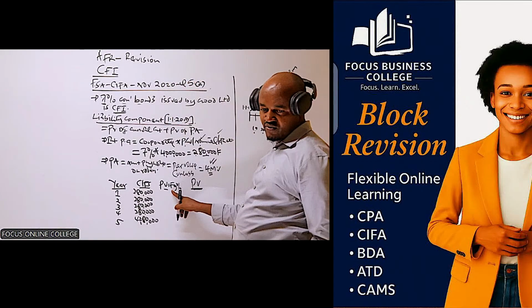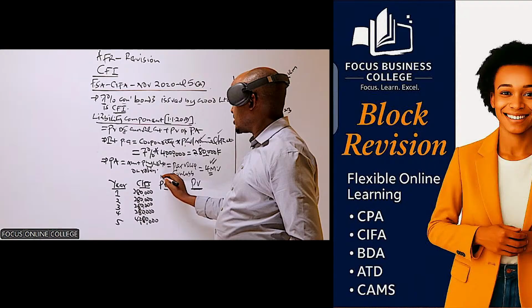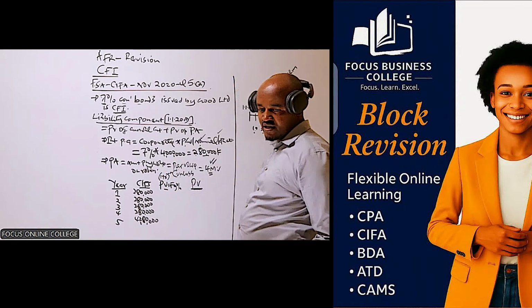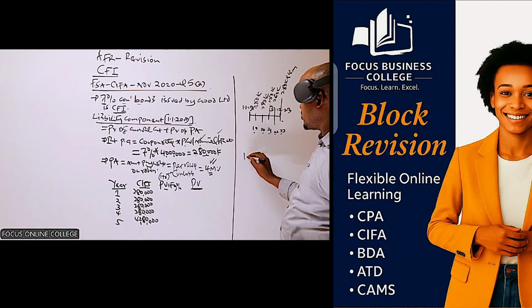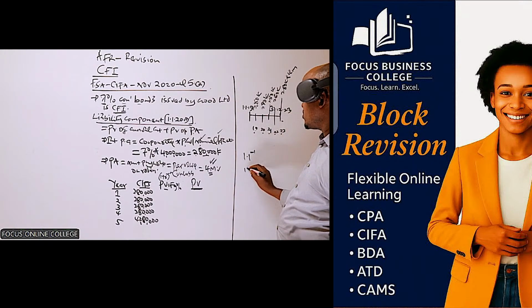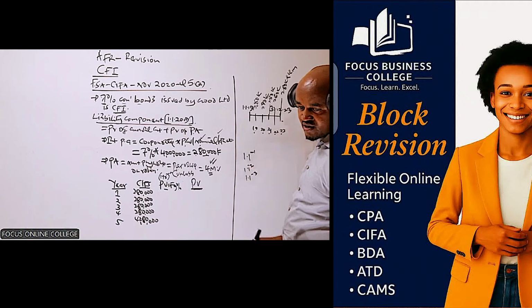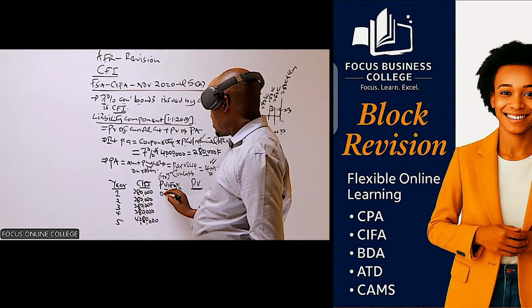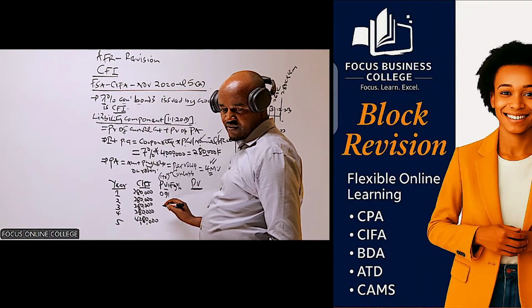Remember, which formula do we use? We use 1 plus r raised to power negative n. So it should be 1.09 in year 1, you raise that to negative 1. In year 2, 1.09 raised to power negative 2. In year 3, 1.09 raised to power negative 3, and so on up to the last year. In year 1 we have 0.9174.